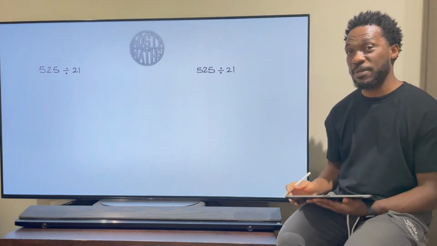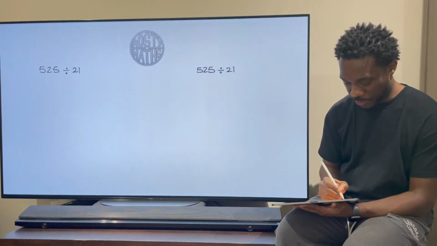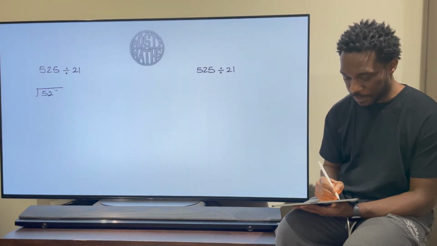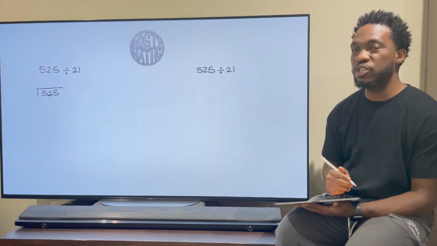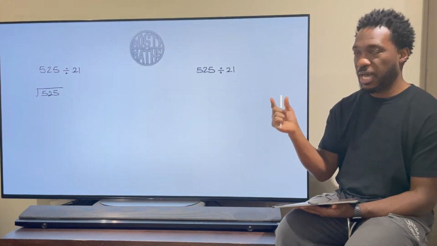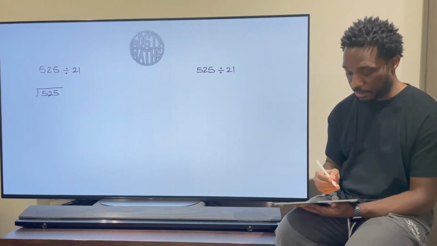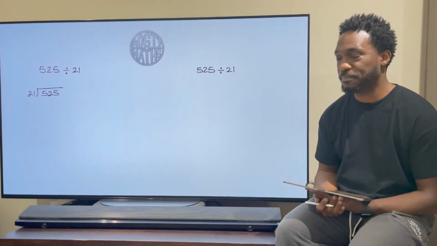So we're going to go for the bus stop method first. For the bus stop method, this one you might remember all the way back in primary school. So you put the 525 inside of the bus stop, because what you're trying to work out is how many times you can get 21 out of that number. So we're going to put our 21 just outside here.